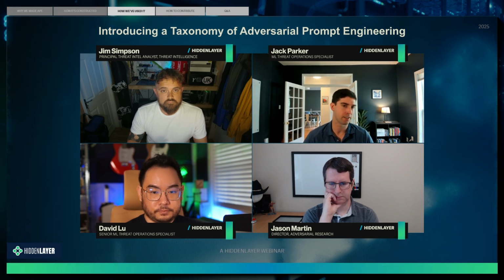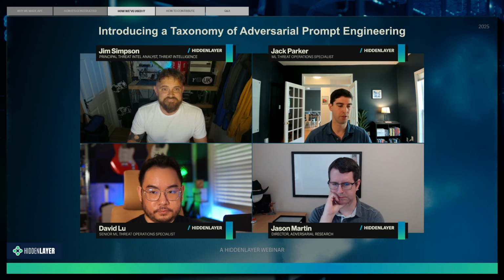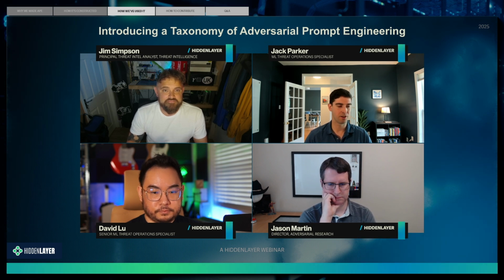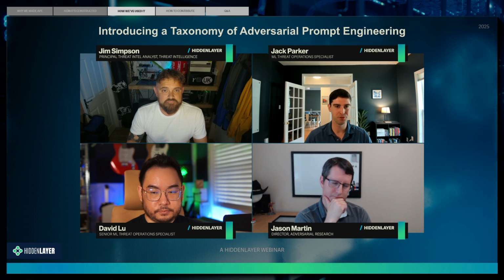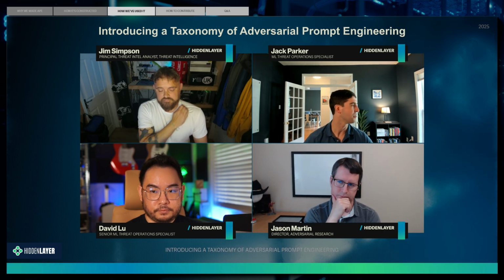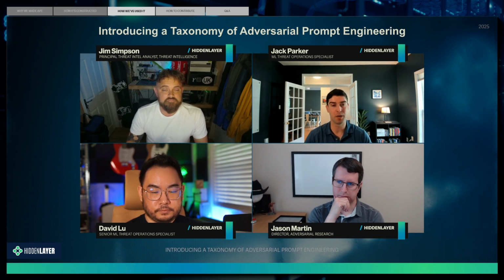And then the third way that we've been using it on the red team is breadth of coverage in terms of objectives. So we want to make sure that we are pursuing all of the objectives that an actual adversary would pursue against a large language model powered application. To provide as much value as possible for our customers.